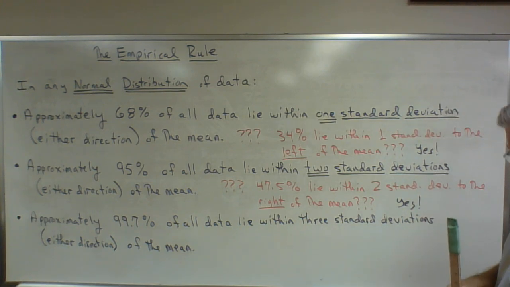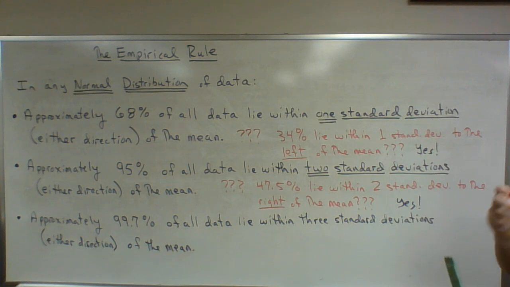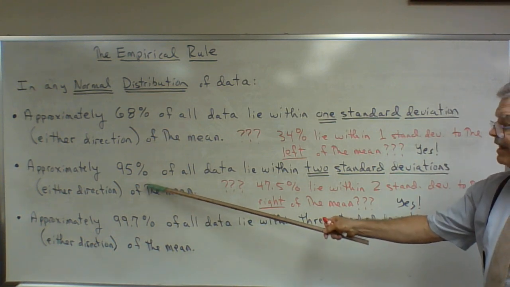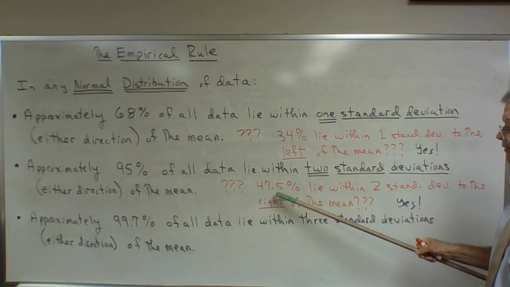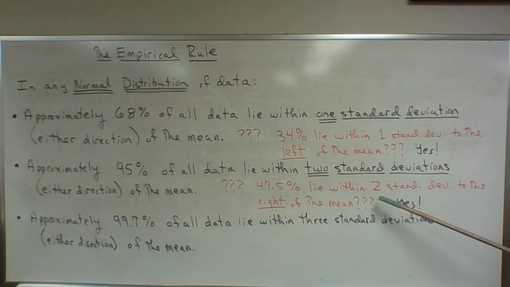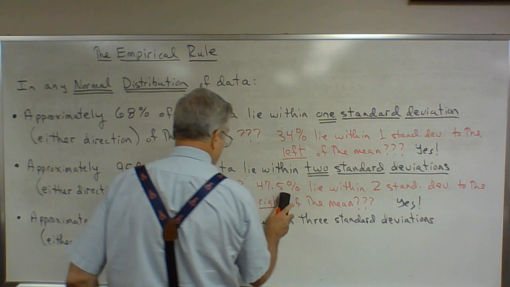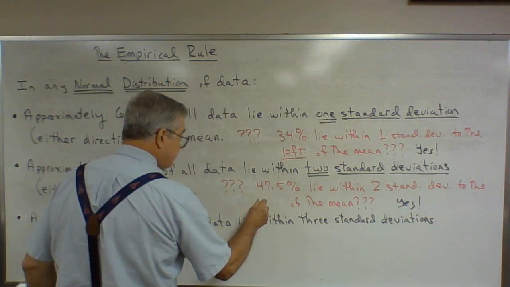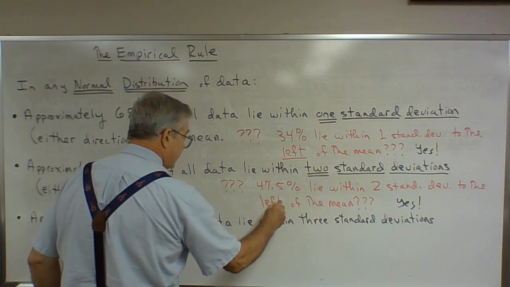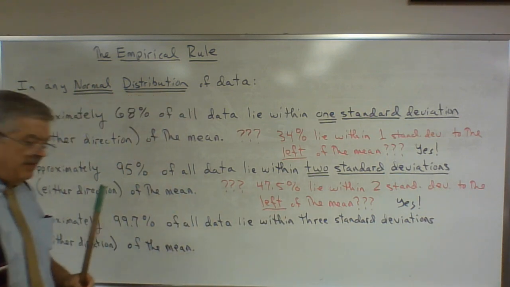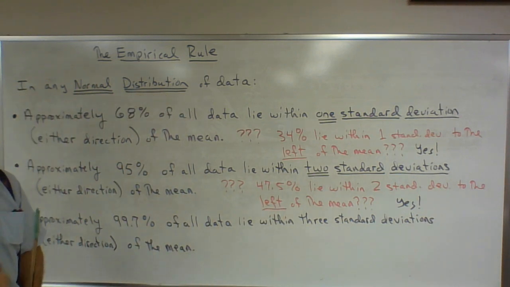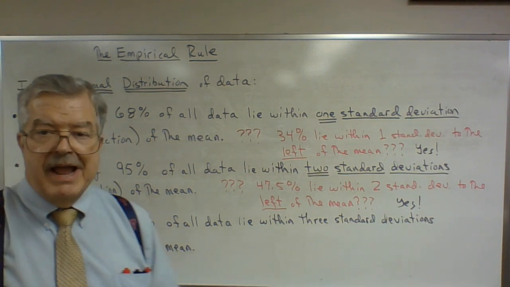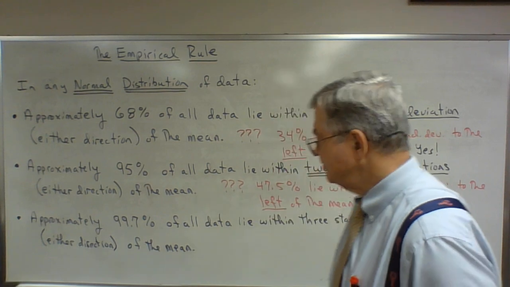And therefore, could I also say instead that half of this 95%, 47.5%, lie within 2 standard deviations to the left of the mean? And again, the answer is absolutely yes. We can do that because the graph is symmetrical.